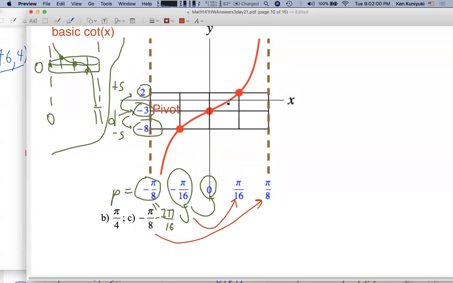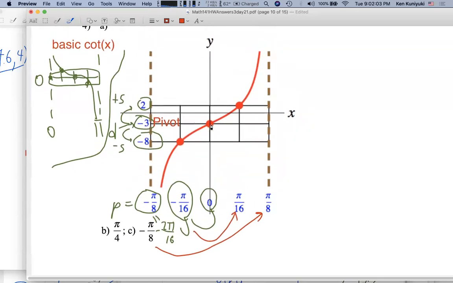Because remember, this snake here is symmetric about the center point. Or you could just add. 0 plus pi over 16 is pi over 16. Pi over 16 plus pi over 16 is 2 pi over 16, also known as pi over 8.